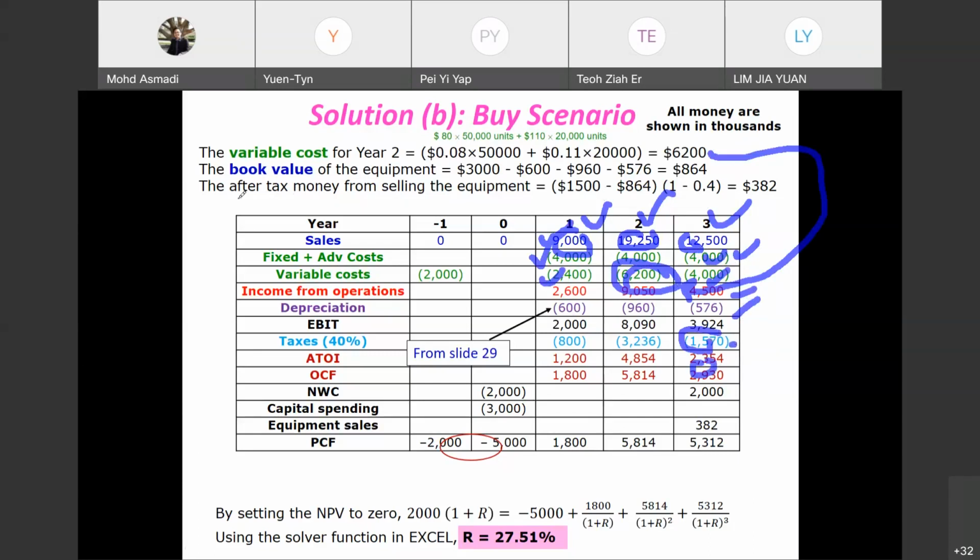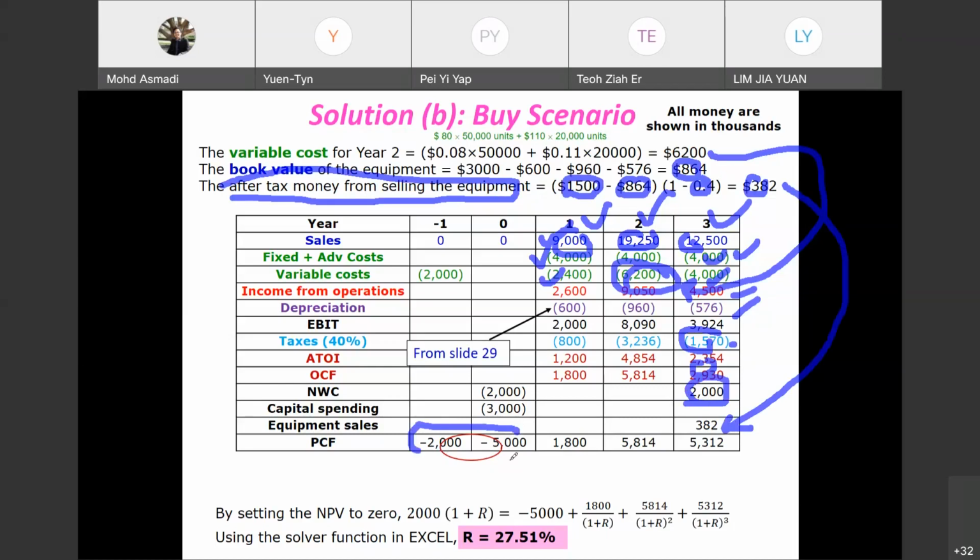So for the after tax money, if you look at here, it's 1.5 million, minus 134, this one, the book value, times 1 minus tax. So we can get 380. So we put here 2,000 is here, right? So we just calculate this. The money injected is the same, 7 million, because we only change at year 2 as an outsourcing. So the value is going to be different here. This one also is the same as the previous. Only we change at year 2.